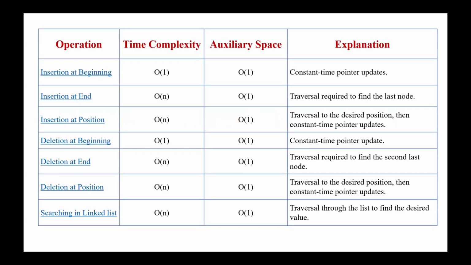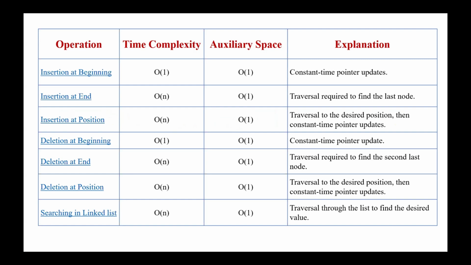So for insertion at the beginning, the first starting point, it is order of one. Order of one means constant time. Insertion at the end is order of n. Why is it n? Because we have to traverse n number of elements.